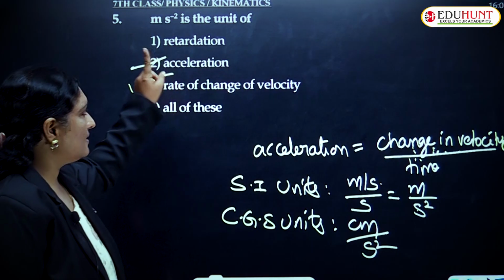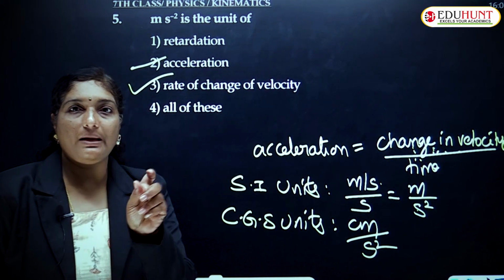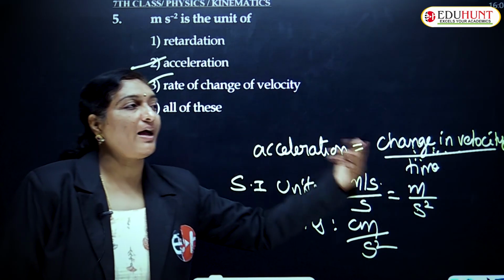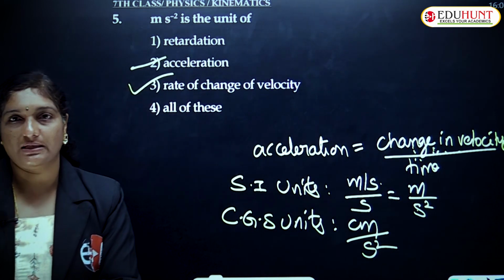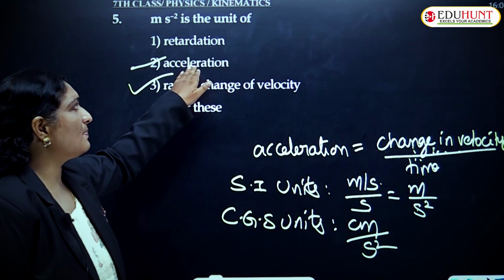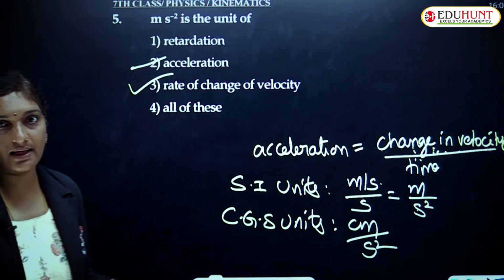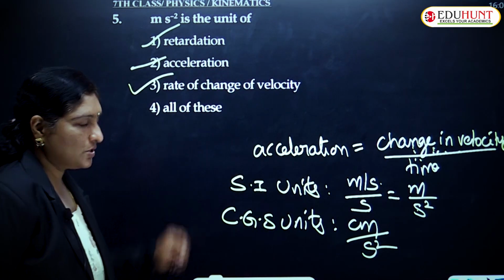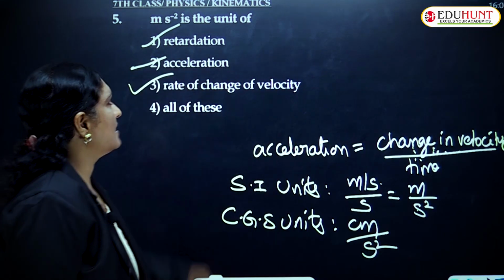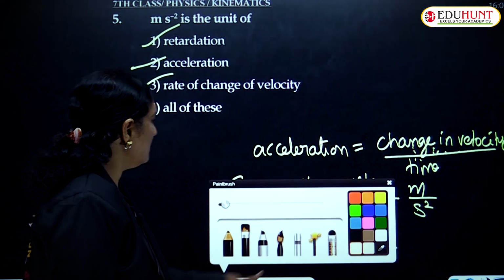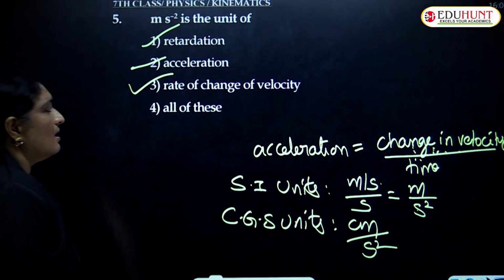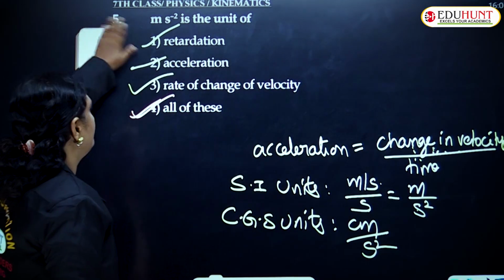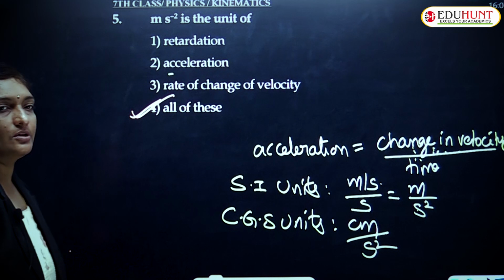Children, I told you that negative acceleration is nothing but retardation. Only the minus and plus symbol varies, but the unit never varies. If this happens to be 5 meter per second square, this happens to be minus 5 meter per second square. If acceleration is 10 meter per second square, retardation is minus 10 meter per second square. Only the symbol changes, but not the unit. Hence, retardation is also true. So all the three are true. Hence, meter per second square is the unit of retardation, acceleration, as well as rate of change of velocity. Hence, all the above statements are true. Hence, option number 4 is true.